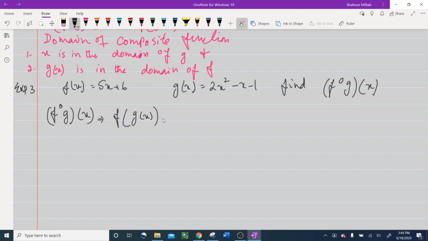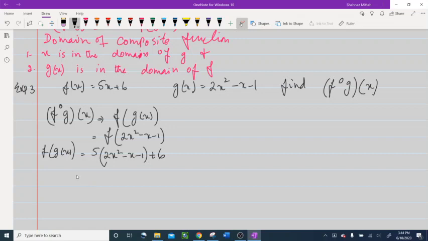So if you pay attention, I have an f right there, and I'm going to plug in g here, which is my input, 2x squared minus x minus 1. Now let's find what f is. f is right there, which is 5 times x, and for the x, I'm going to plug in 2x squared minus x minus 1, plus 6. This is what I got for f of g of x.